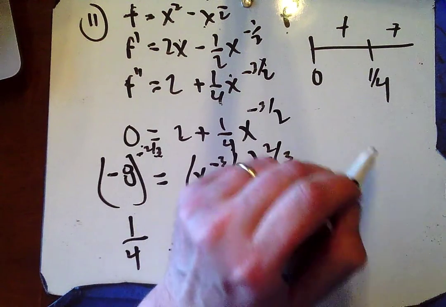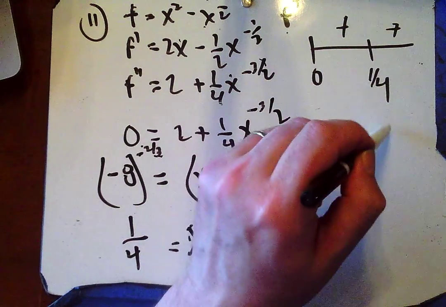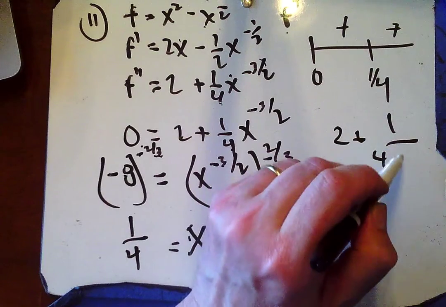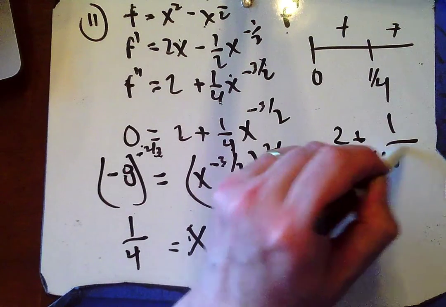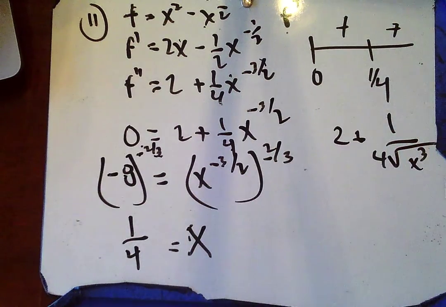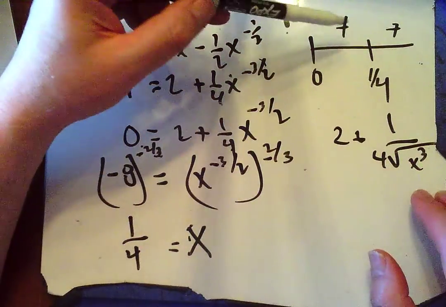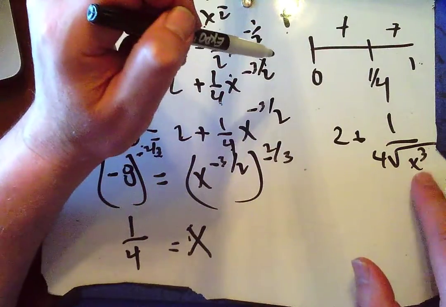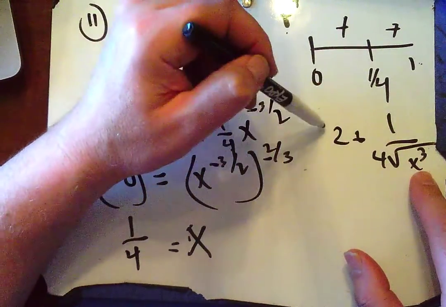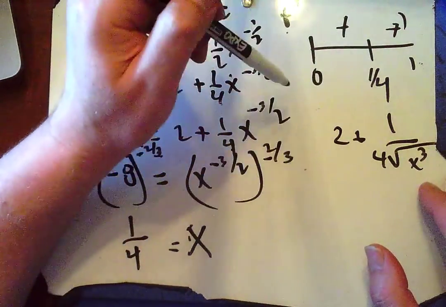Okay, so if I have 2 plus 1 over 4, and I've got square root of x to the 3rd, there's my little f double prime relationship, and I want to plug a number in, like 1. I plug a 1 in there, I have 1/4 plus 2, 2 and 1/4, that's positive.